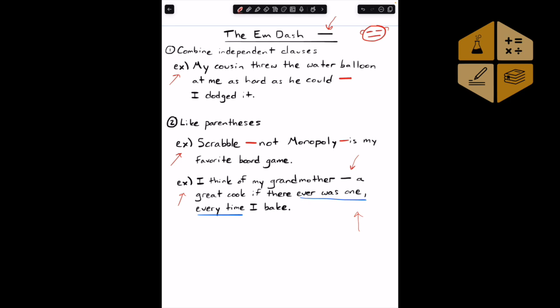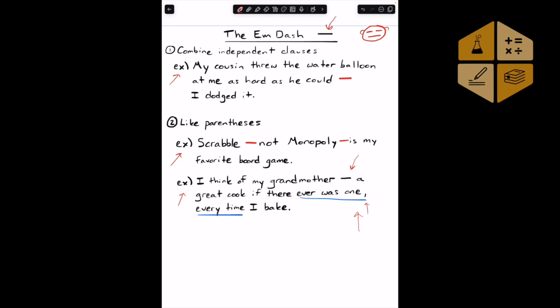So before it says, "I think of my grandmother," and technically that's an independent clause, but it's a strange one. It's not really a complete thought. And then after it says, "a great cook if there ever was one every time I bake." That's definitely not an independent clause. So this em dash at the beginning after the word "grandmother" is not being used to combine two independent clauses. And because it can't be moved in the sentence, I can't get rid of it because it's not underlined. It's not an option for me. That must mean that this piece of punctuation over here, this comma, is inappropriate.